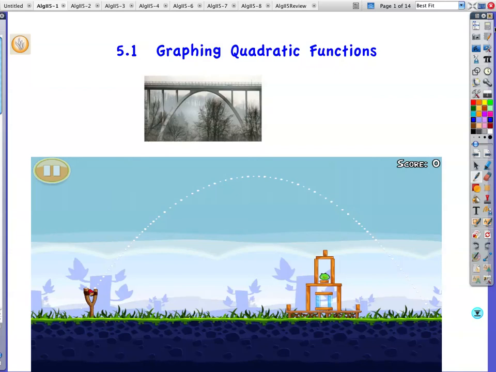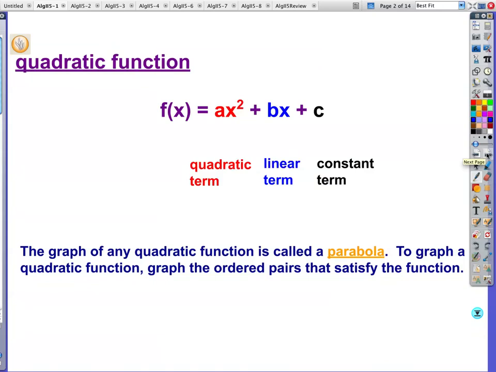Functions. You probably have a pretty good basics for this, so we're going to keep ourselves moving through here. Quadratics, as you know, graph into parabolas. Here's a bridge with a nice little parabola underneath it. Angry Birds, what are you working with? Oh yeah, parabolas. You could probably do a whole lesson based on Angry Birds.